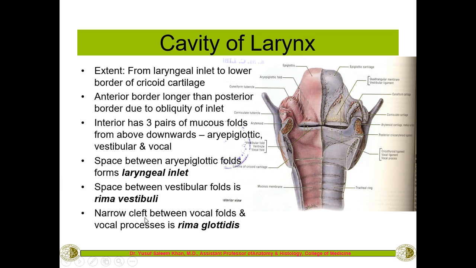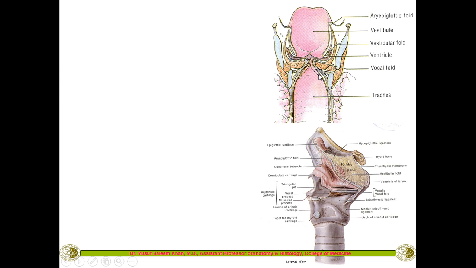Then there is also a small, narrow cleft between the vocal folds and the vocal process. This is called the rima glottidis. These are the vocal folds, and between the vocal folds there is a small space here. This is called the rima glottidis. The space between the two vestibular folds will be called the rima vestibuli. The space between the two vocal folds will be called the rima glottidis.